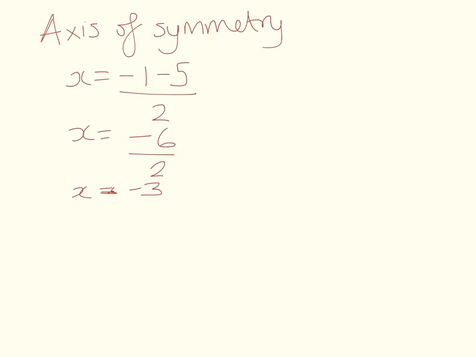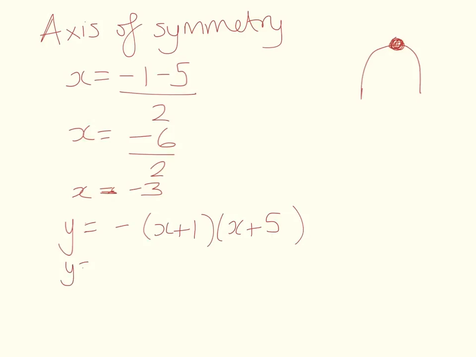Okay, that's just a coincidence that it's the same axis of symmetry. So I know that my maximum turning point, the x coordinate, is going to be -3. To find out the y coordinate, I'm going to substitute x equals -3 into my equation. That's step 5. So y equals negative (x plus 1)(x plus 5). So we're going to substitute -3 in. -3 plus 1, -3 plus 5.